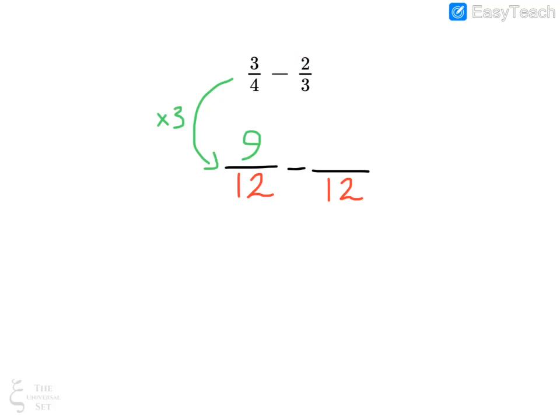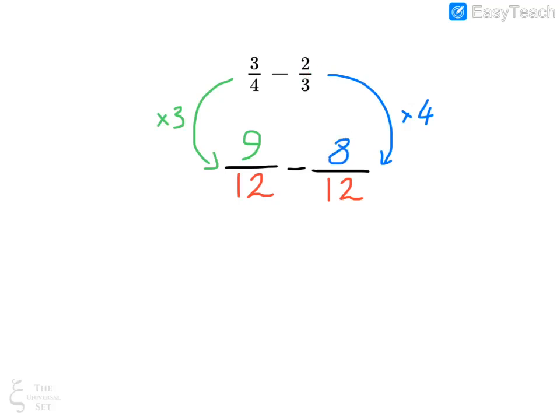2/3, we're going to do the same thing here. So this 3 on the bottom, what did I have to multiply that by to change it into a 12? Well, this time I multiplied by 4, didn't I? Because 3 times 4 is 12. So we do the same on the top. 2 times 4, that is 8.